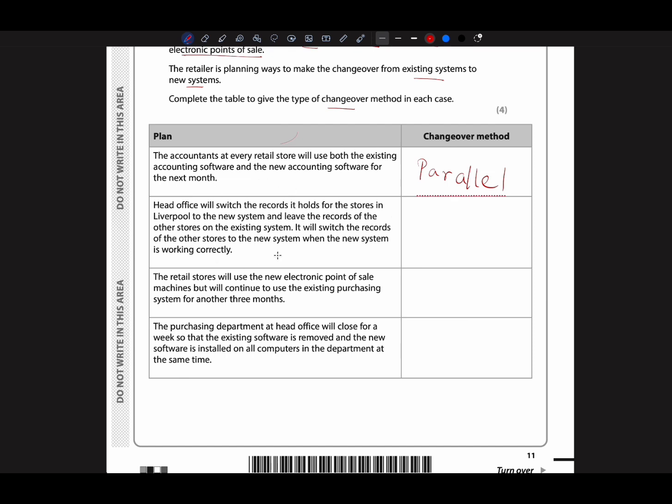And this one is, head office will switch the records it holds for the stores in Liverpool to the new system, and leave the records of the other stores on the existing system. It will switch the records of the other stores to the new system when the new system is working perfectly. So they are waiting for the new system to work perfectly. When it is working perfectly, they will shift to the new system.